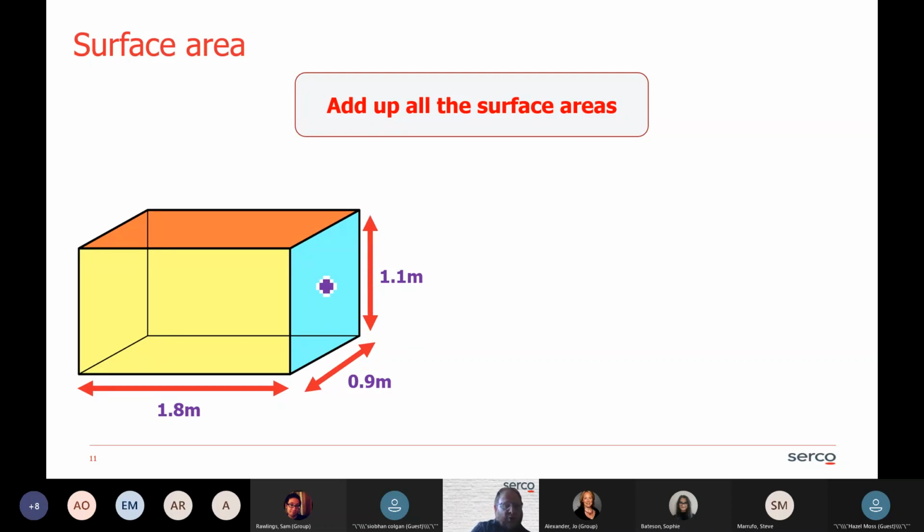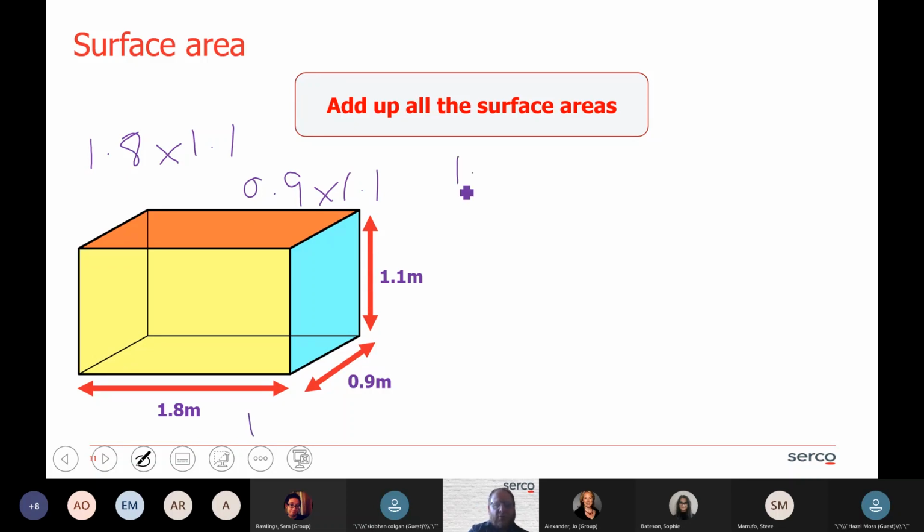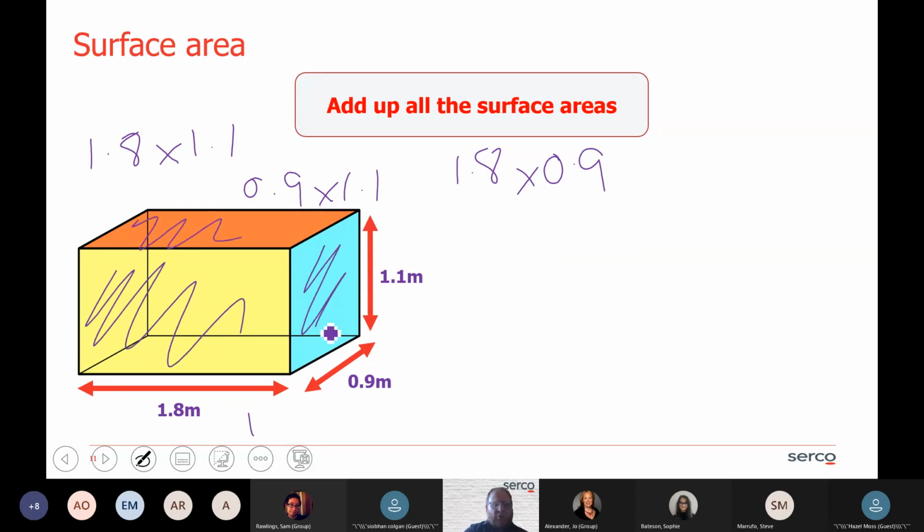So our yellow one would be 1.8 times 1.1 would be the area of our yellow section. Our blue section on the right would be 0.9 times 1.1. And the orange section at the top would be, I'm just writing them all over the place, 1.8 times 0.9. We've then worked out the yellow one, an orange one, and the blue one, and then all we need to do is add them together. I won't work through them now because you can do that on your calculator.